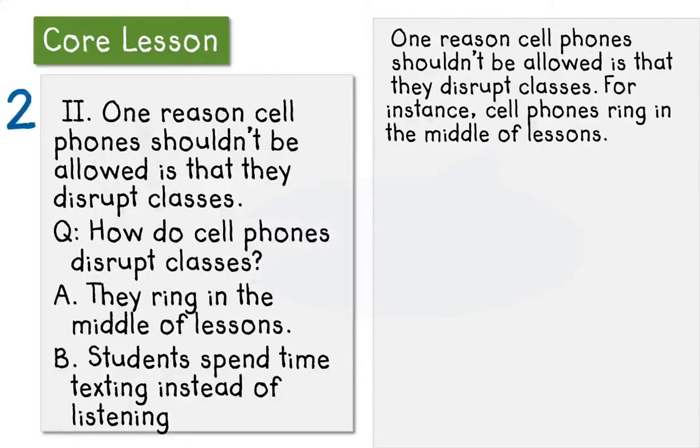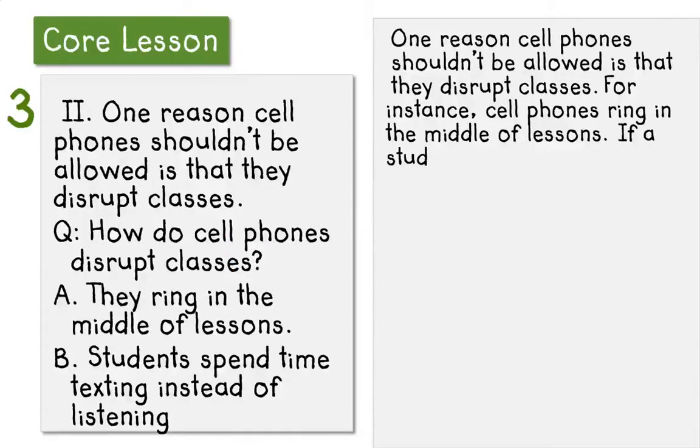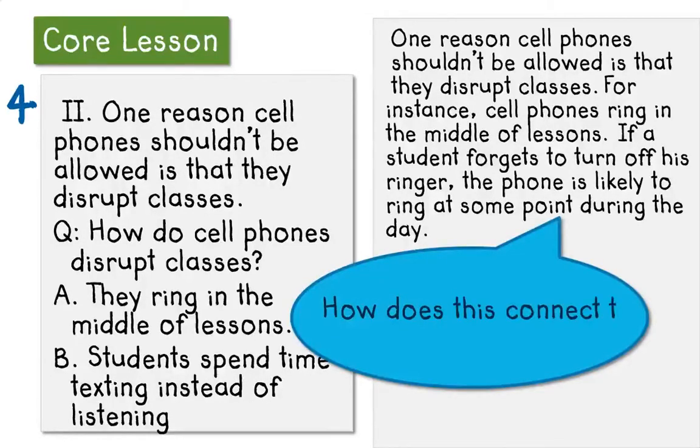Now I have to ask myself, can I think of a logical example for this? If I'm going to be saying to the reader that cell phones can ring in the middle of lessons, what I need to be able to do is explain why they're going to ring in the middle of lessons. So you'd say, for instance, if a student forgets to turn off his ringer, the phone is likely to ring at some point during the day. So now I ask myself, well, okay, if the phone's likely to ring at some point during the day, fine, but how is that disruptive? How does this connect back to the topic sentence?